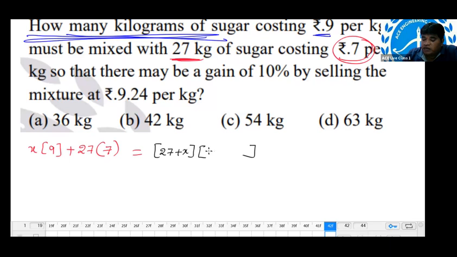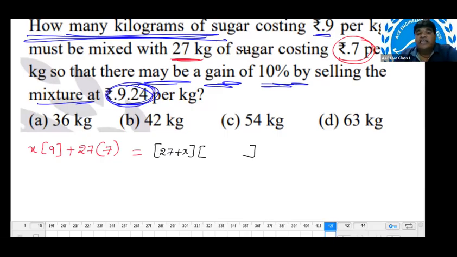Now the cost of each kg of this mixture. Here a small change is given. What he said: so that there may be a gain of 10% by selling the mixture at 9.24. So the selling price is 9.24, which gives a 10% profit. But I want the cost price, not the selling price. So the shopkeeper sold at 9.24, getting a 10% profit.